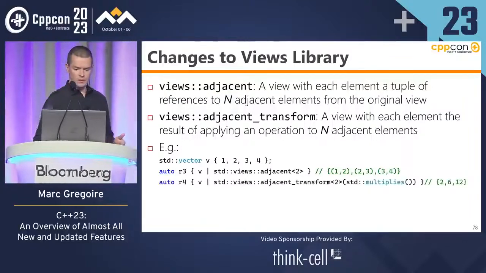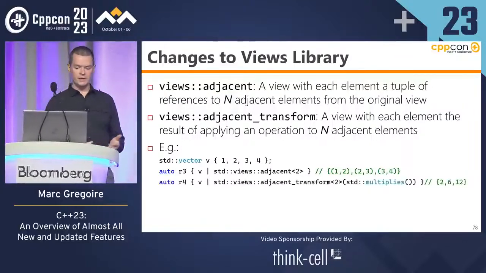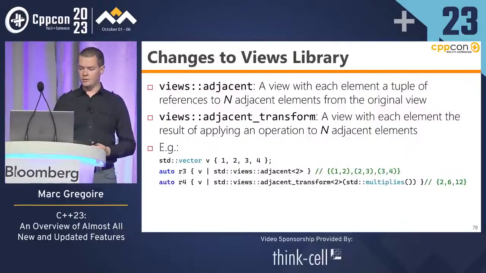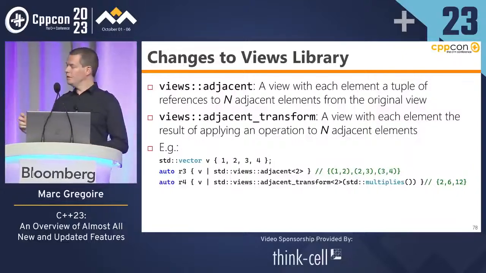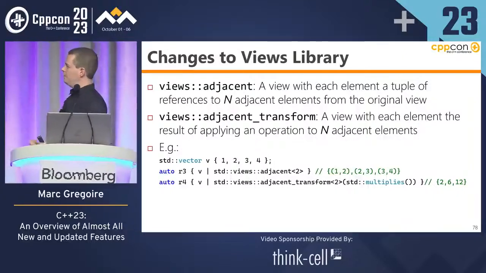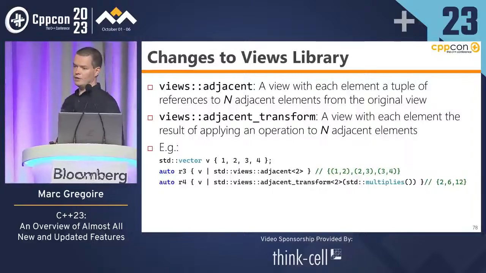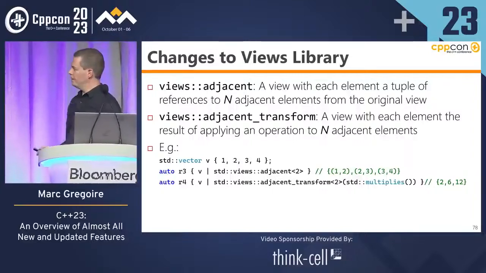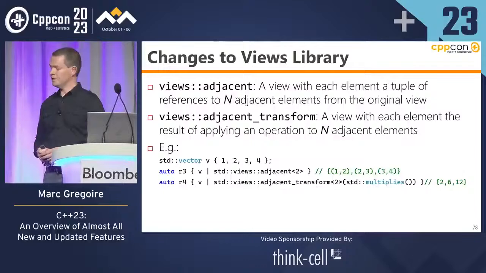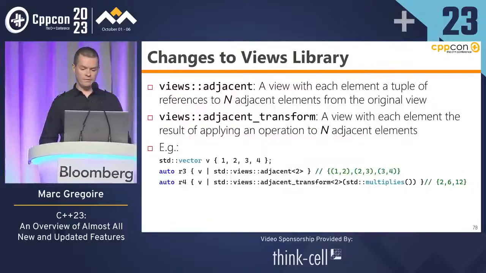Transform is again where we specify an extra operation that is performed on the elements. So here I'm saying multiply the elements. So you can see that it takes the first element and second element, multiplies them together, resulting in 2. And then it does 2 times 3, which is 6, and 3 times 4 is 12.